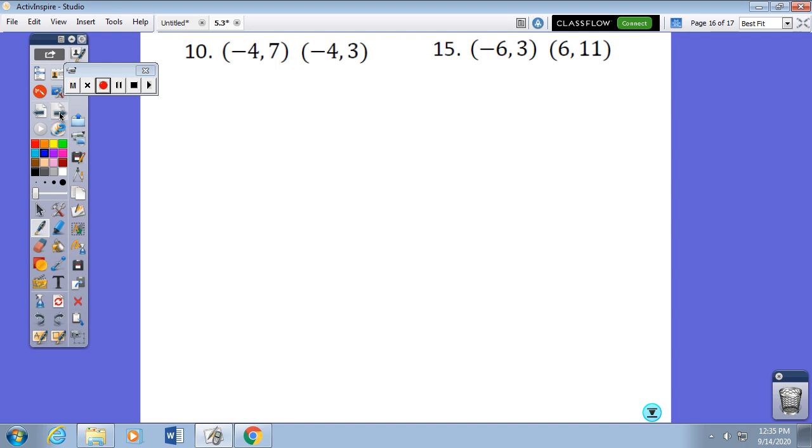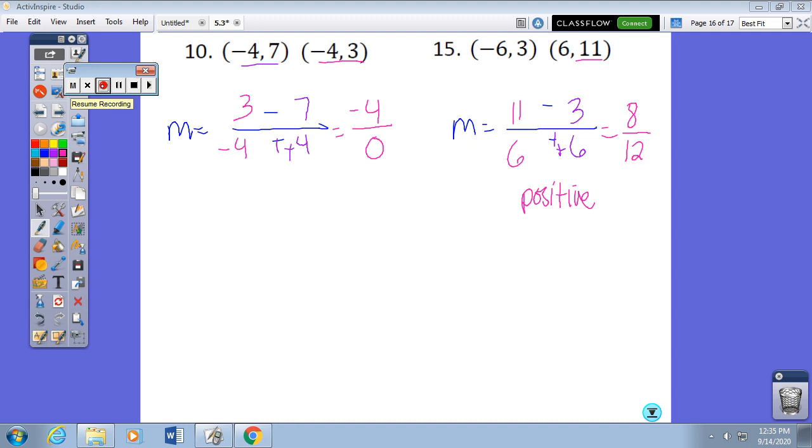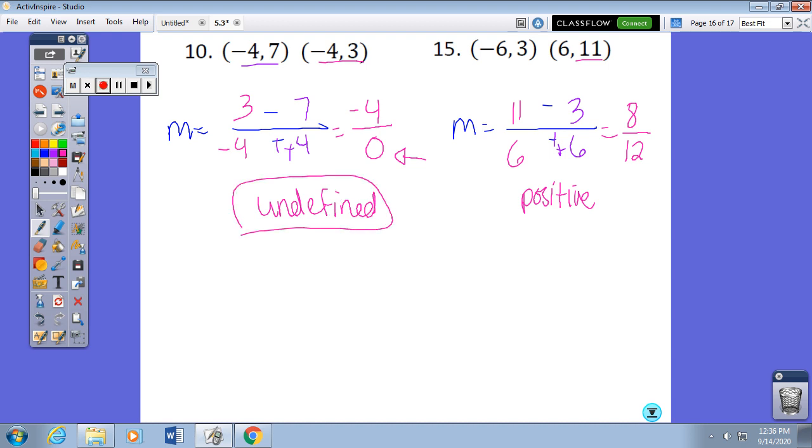Alright, try 10 and 15. Pause and then replay when you're done. Okay. So number 10, I get -4 over 0. You cannot divide by 0, which makes this undefined. So you'd have to write that undefined. Number 15, I got 8 over 12. I'm not done. I need to simplify just a little bit more. So when I simplify 8/12, I get 2/3, and it is positive. If you got negative over negative, it's positive.